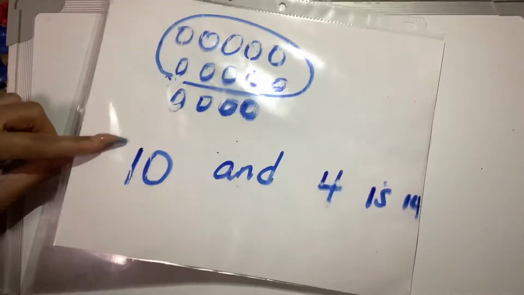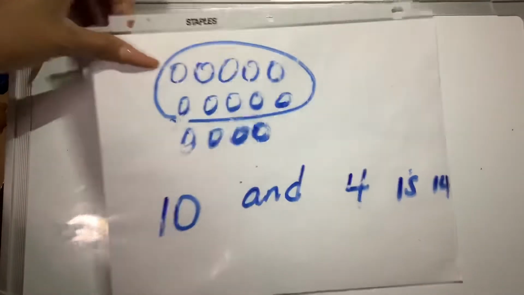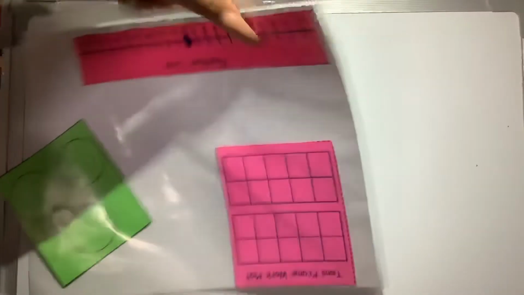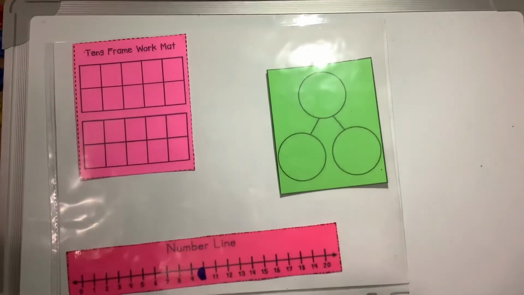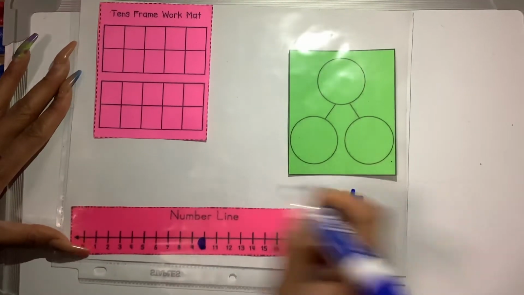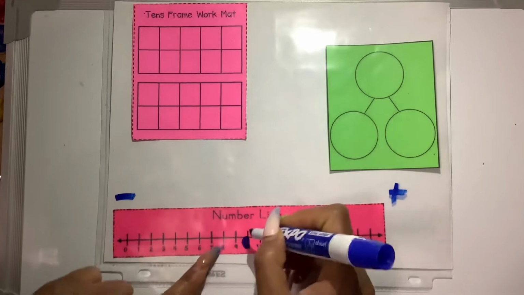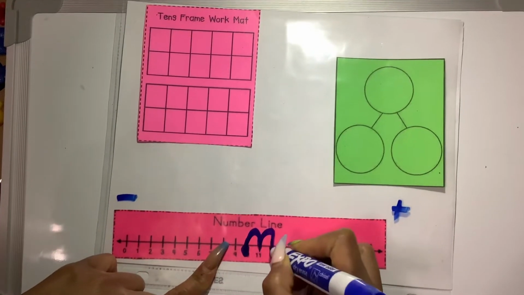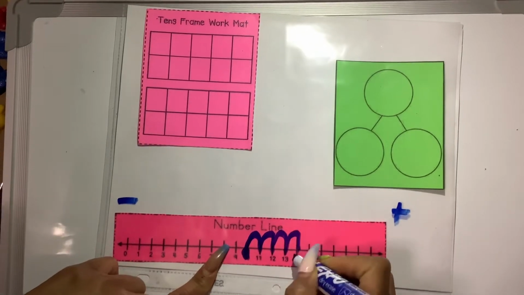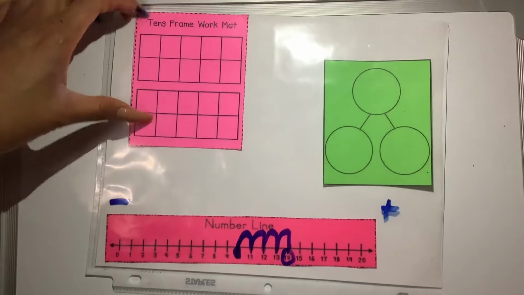Do you guys remember? Let's look again. How many extra ones? 1, 2, 3, 4. So I'm gonna jump or hop 4 times on the number line, going to the right or going forward, because that's the way to add. So I am on the 10 and I'm gonna jump 4 times. 1, 2, 3, 4. I landed on 14 and I circle the number.